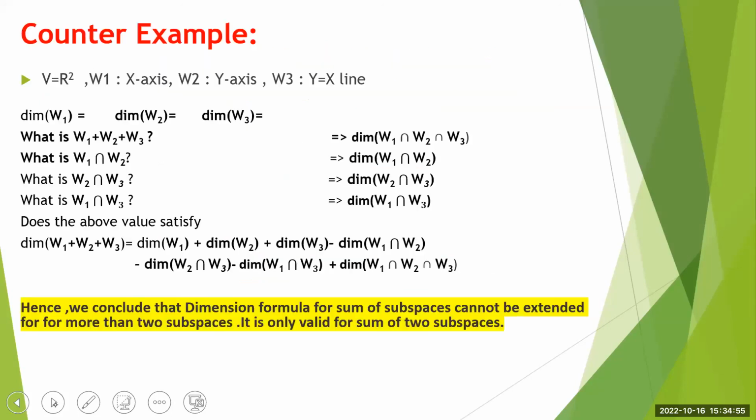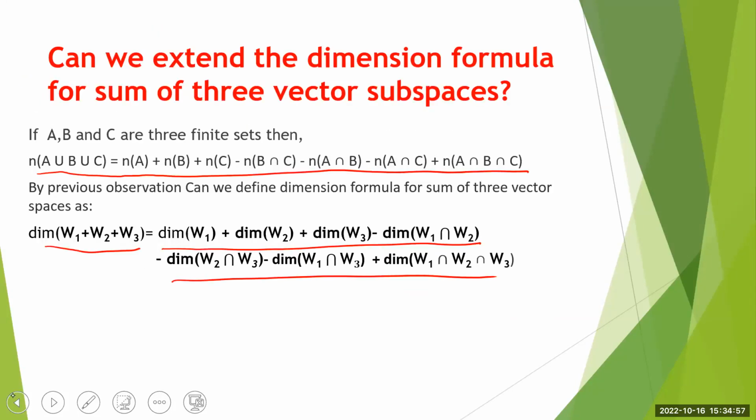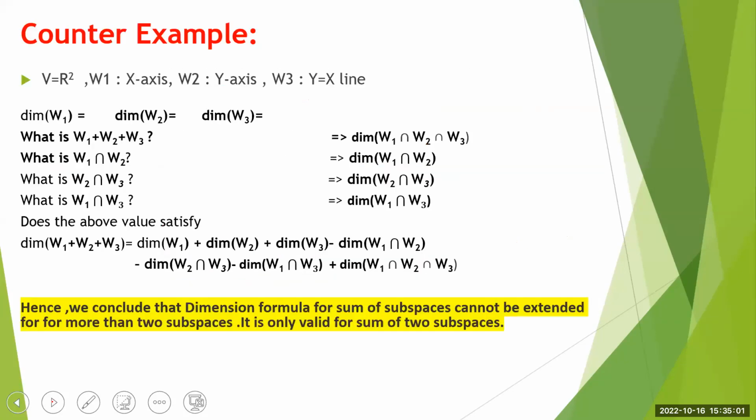Here is one counterexample to disprove this statement. V is my R2, W1 is the x-axis, W2 is the y-axis, and W3 is the line y is equal to x. So the dimension of W1 is 1, it's a single line. W2 is also dimension 1. The dimension of W3 is also 1. Now, what is W1 plus W2 plus W3? The addition of the x-axis, y-axis, and the line y is equal to x will give me the whole vector space V, which is R2.